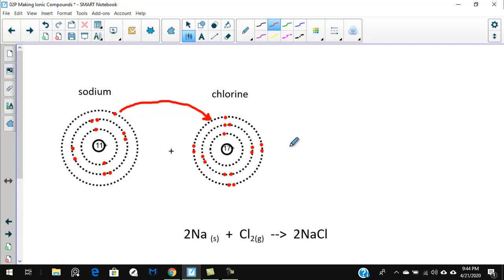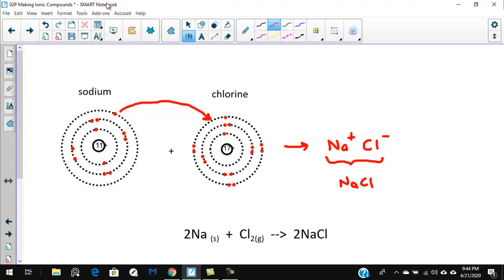So when we're done, we have a sodium atom that has a charge of 1 plus, because sodium lost 1 electron. And we have a chlorine atom that has a charge of negative. And so those two things will stick together and they will form a compound called NaCl, or sodium chloride.